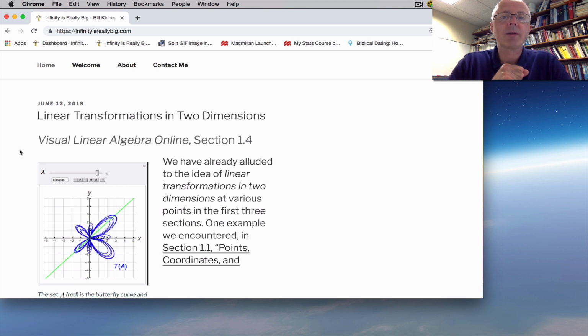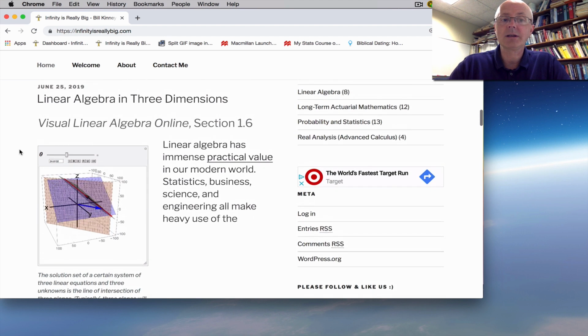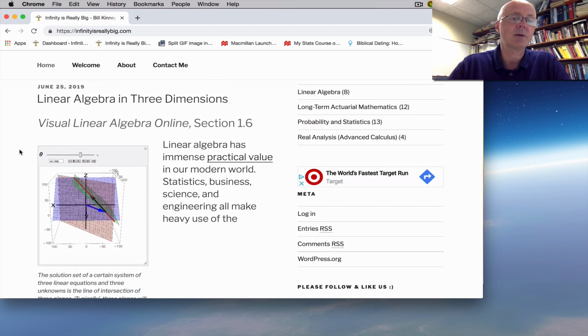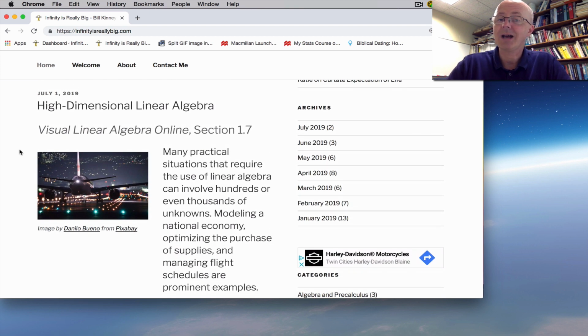The key thing to look for there is the idea of what it means for a linear transformation to be operation preserving. That's the key definition of linearity that I'm going to refer to a lot in this video. We go to 3-dimensional linear algebra in section 1.6, including 3-dimensional linear transformations. And in section 1.7, we talk about high-dimensional linear algebra, n-dimensional linear algebra, where n is an arbitrary positive integer.